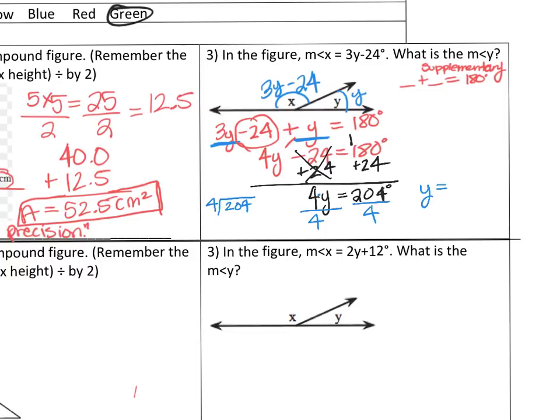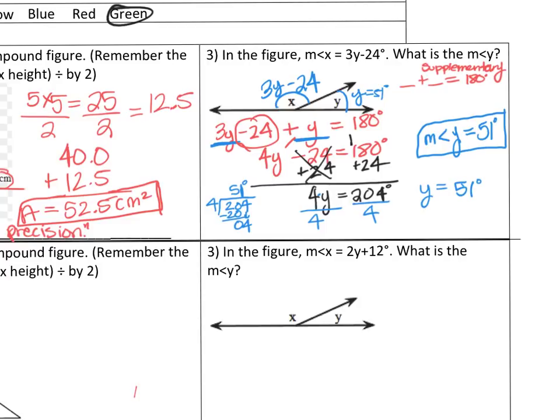4 goes into 20 5 times. 5 times 4 is 20. Bring down the 4. 4 goes into 4 one time. So the measure of angle y is 51 degrees. Oh, I want you to write it mathematically precise. So the measure of angle y is equal to 51 degrees. There you go. So this angle right here is 51 degrees.